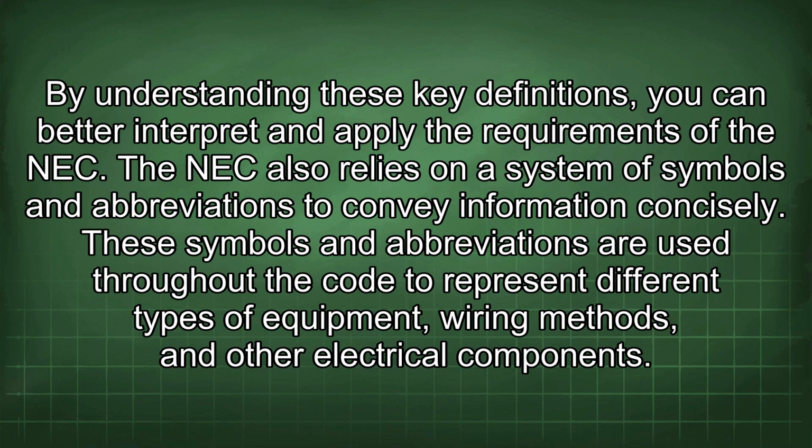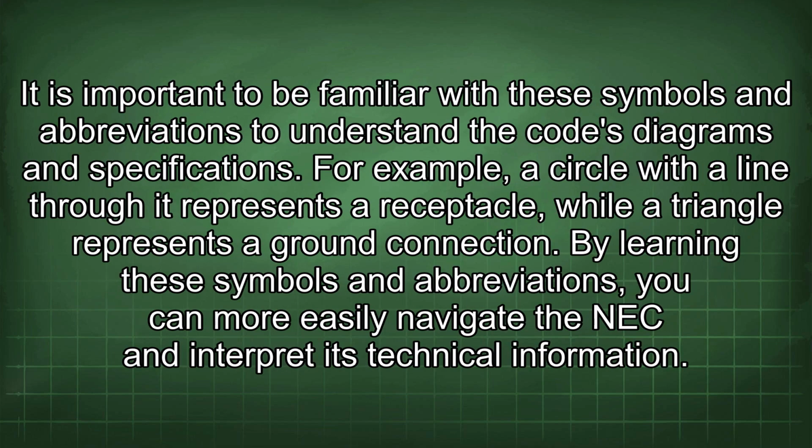The NEC also relies on a system of symbols and abbreviations to convey information concisely. These symbols and abbreviations are used throughout the code to represent different types of equipment, wiring methods, and other electrical components. It is important to be familiar with these symbols and abbreviations to understand the code's diagrams and specifications.